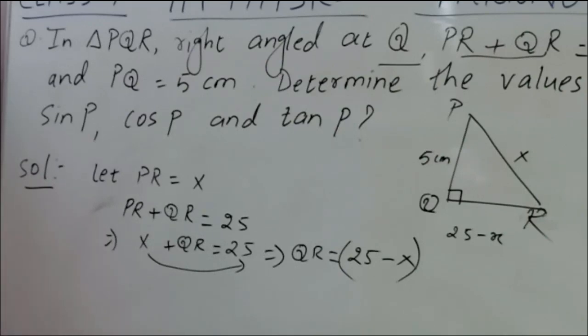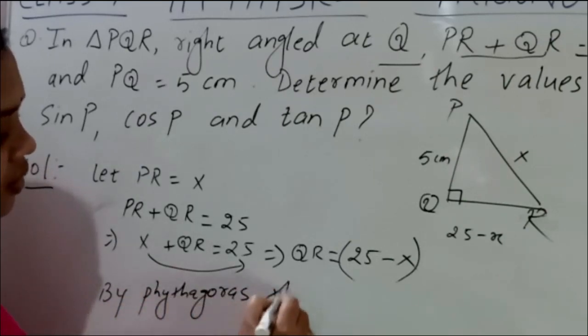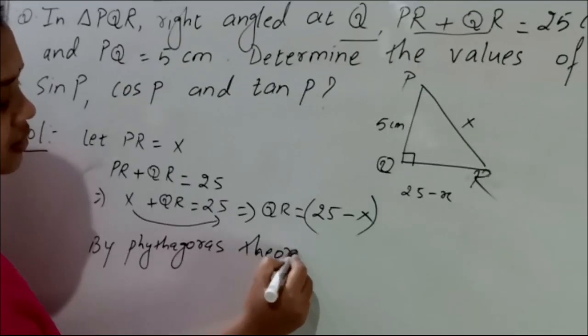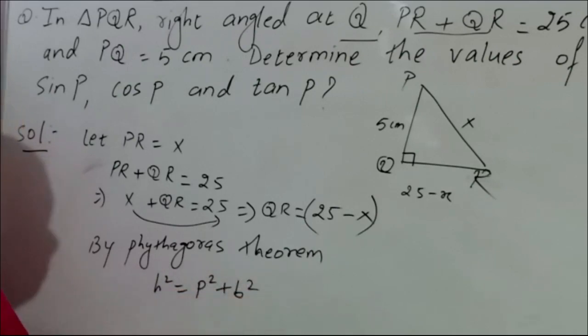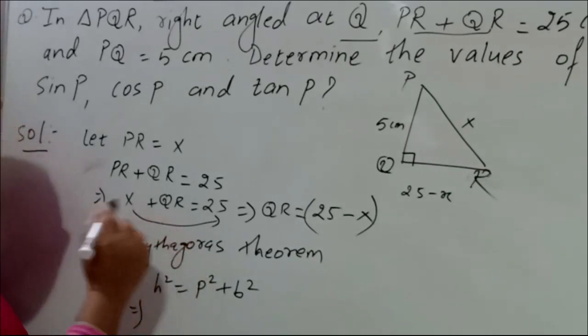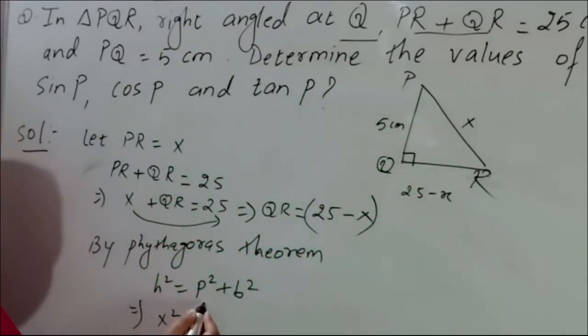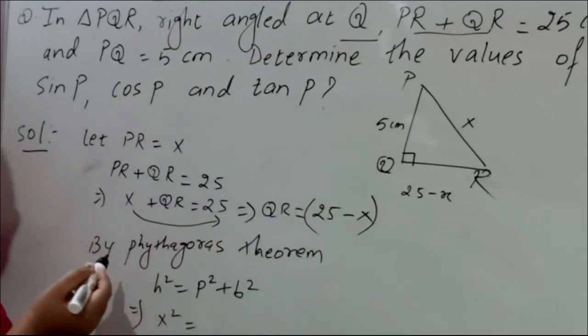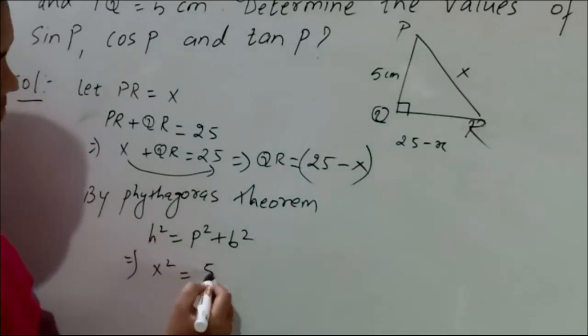So how to find the value of x? We will use the Pythagoras theorem. What does Pythagoras say? H square equal to P square plus B square. Is it or not? H, the hypotenuse, is x, so x square. P is perpendicular and B is base. So P is 5 square.